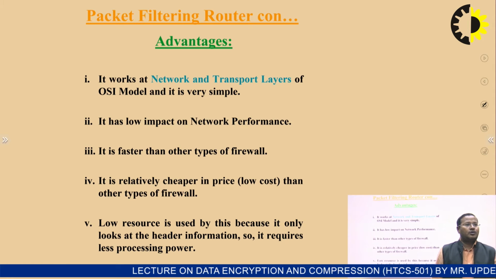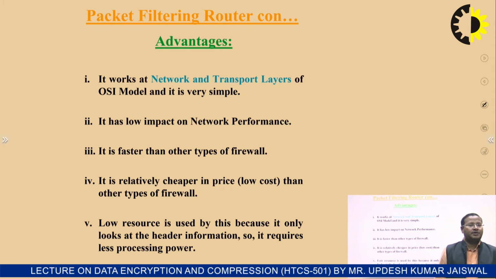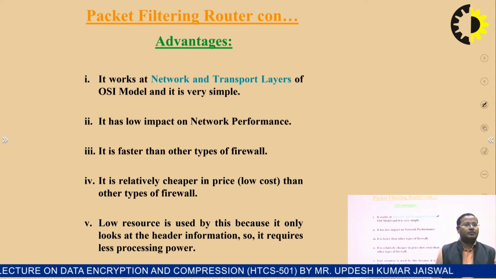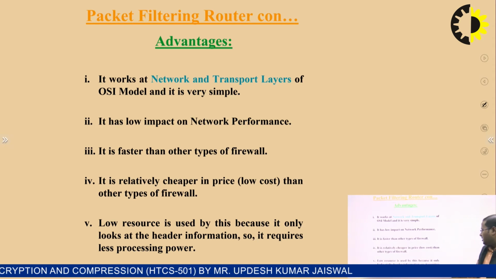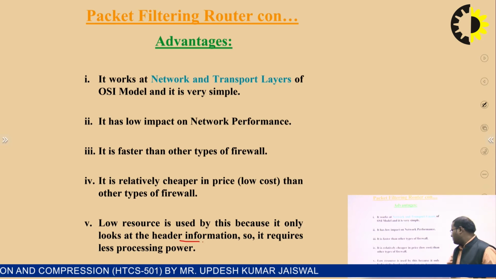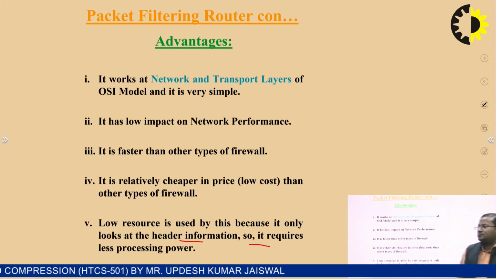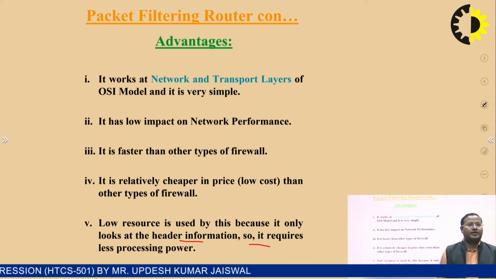It has low impact on network performance. It is faster than other types of firewall. It is relatively cheaper in price, having a lower cost than the other types of firewall. Low resources are used by this because it only looks at the header information, so it requires less processing power. These are the different advantages.